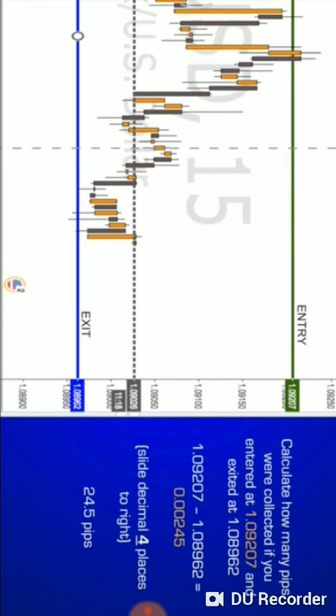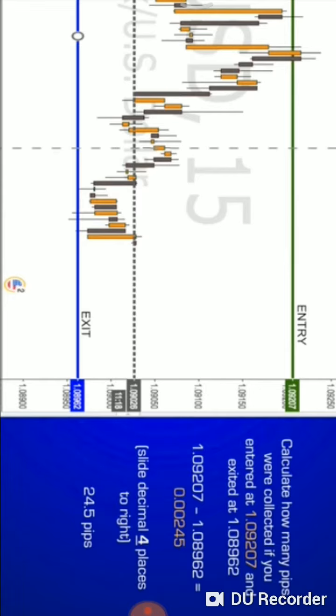Now, of course, there are fancy tools like on MetaTrader 4 to get you started, but this is how it works. So let's say you enter, and I already have the entry price at 1.09207, and you exit at where the blue is at 1.08962.